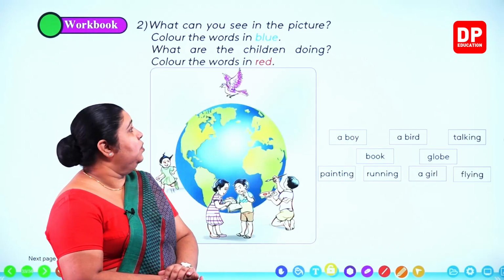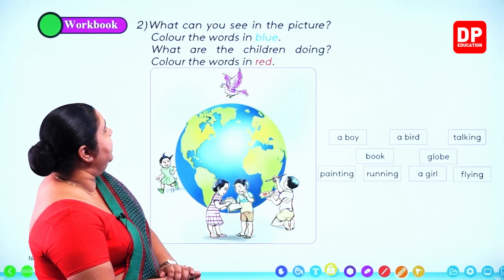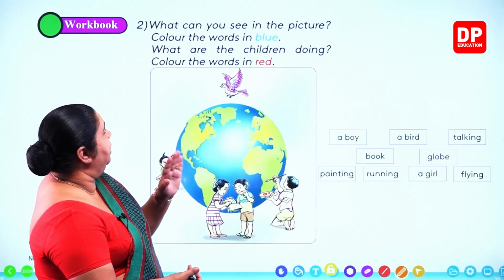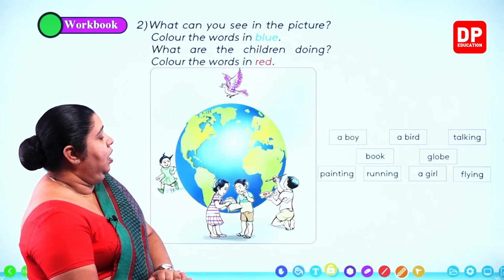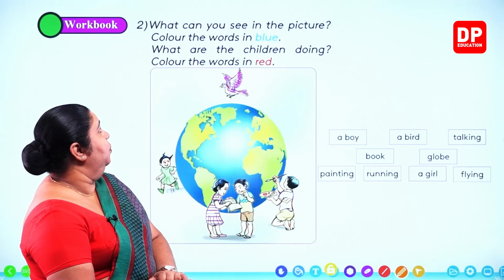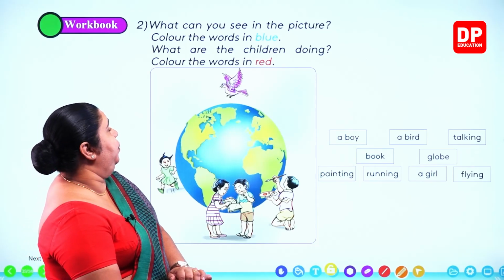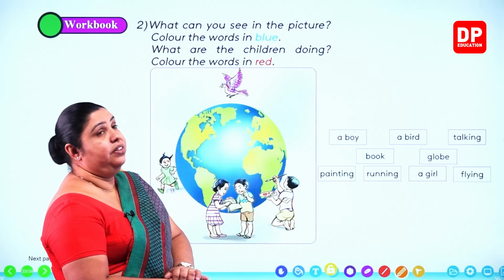Okay? Right. So now what we have to do is, what can you see in the picture? Color the words in blue. What are the children doing? Color the words in red.